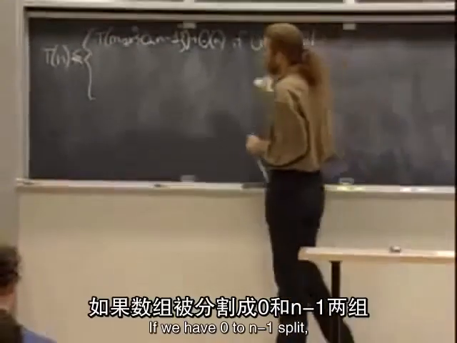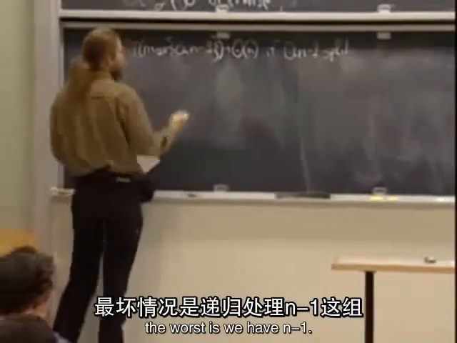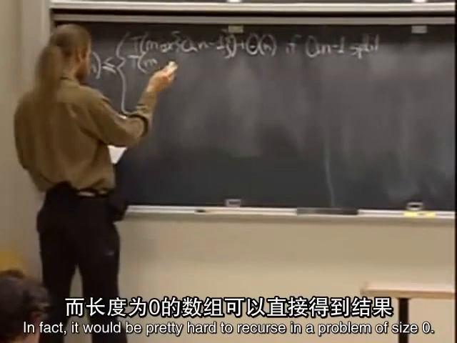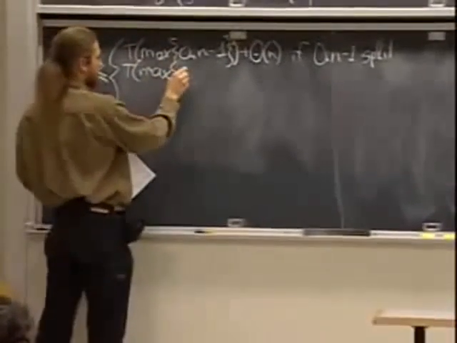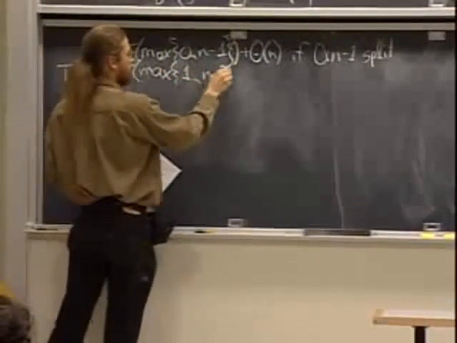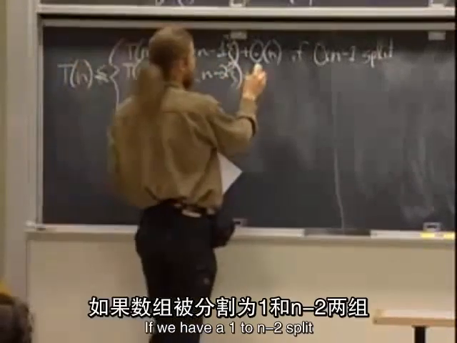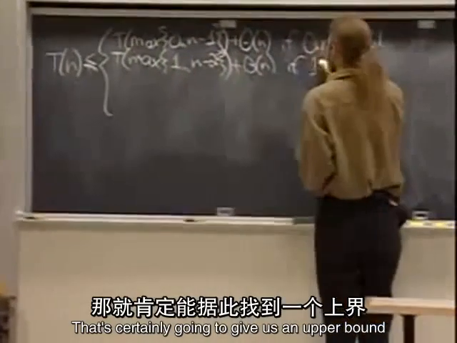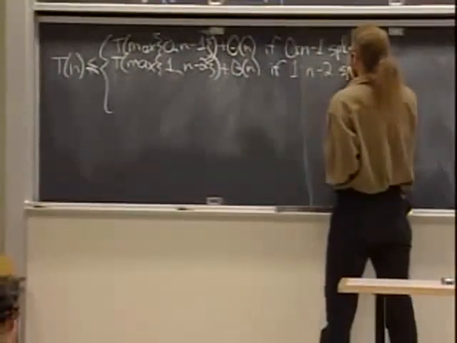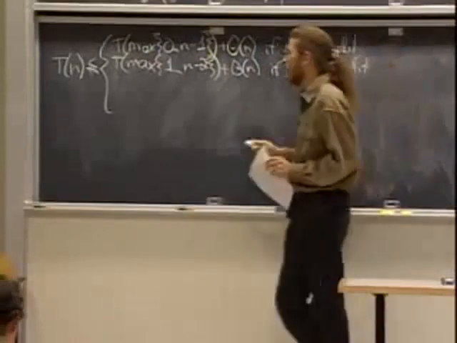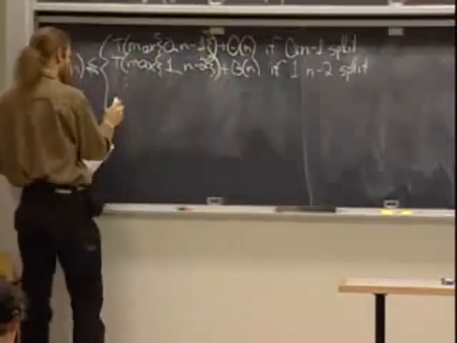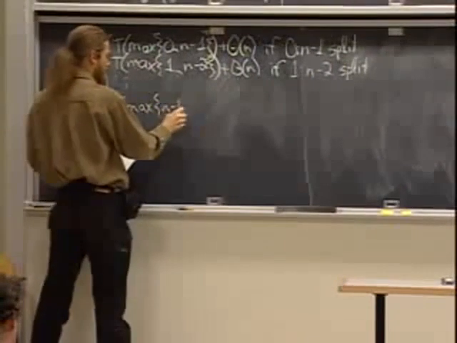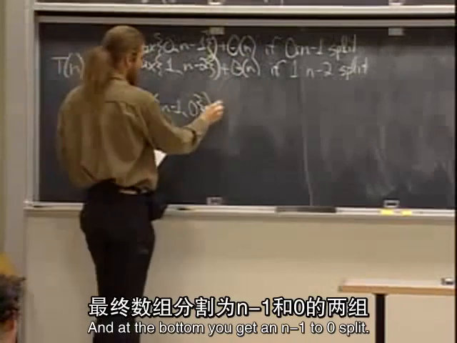So if we have a 0 to n minus 1 split, the worst is we have to recurse on a problem of size n minus 1. In fact, it'd be pretty hard to recurse on a problem of size 0. Okay, if we have a 1 to n minus 2 split, then we take the max of the two sides. That's certainly going to give us an upper bound. And so on. And at the bottom, we get an n minus 1 to 0 split.